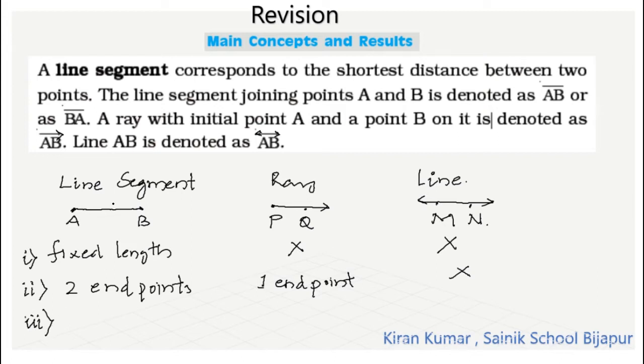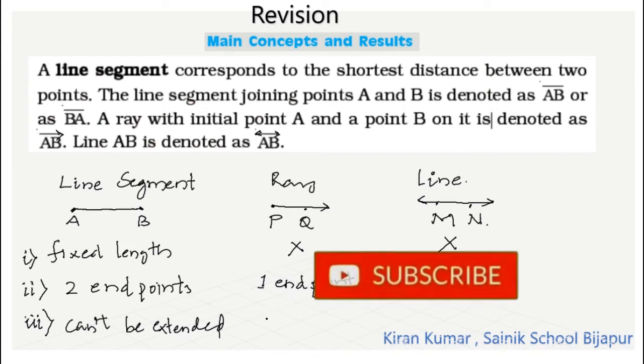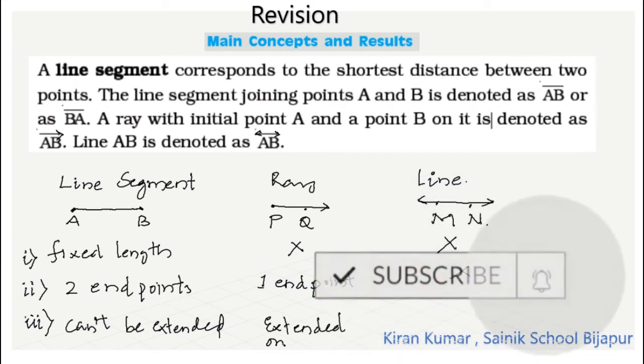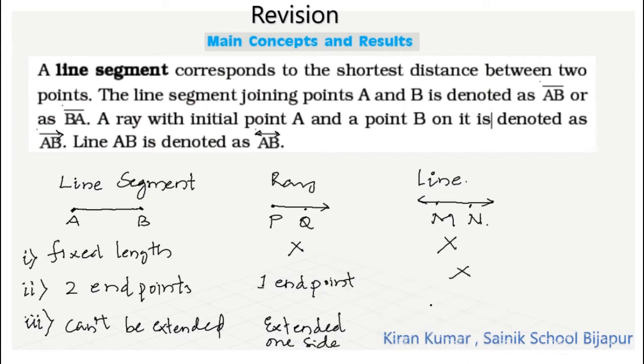Since the line segment has got the endpoints, it can't be extended. In the ray, we have got initial point, so it can be extended one side. Here, line can be extended either side. These are the differences between line segment, ray and a line.